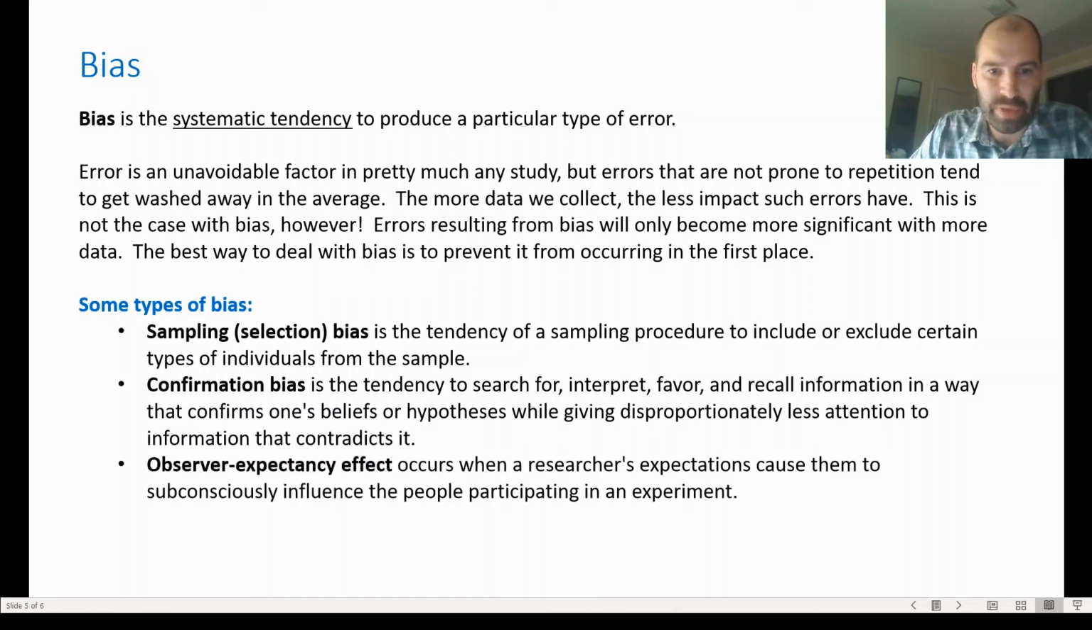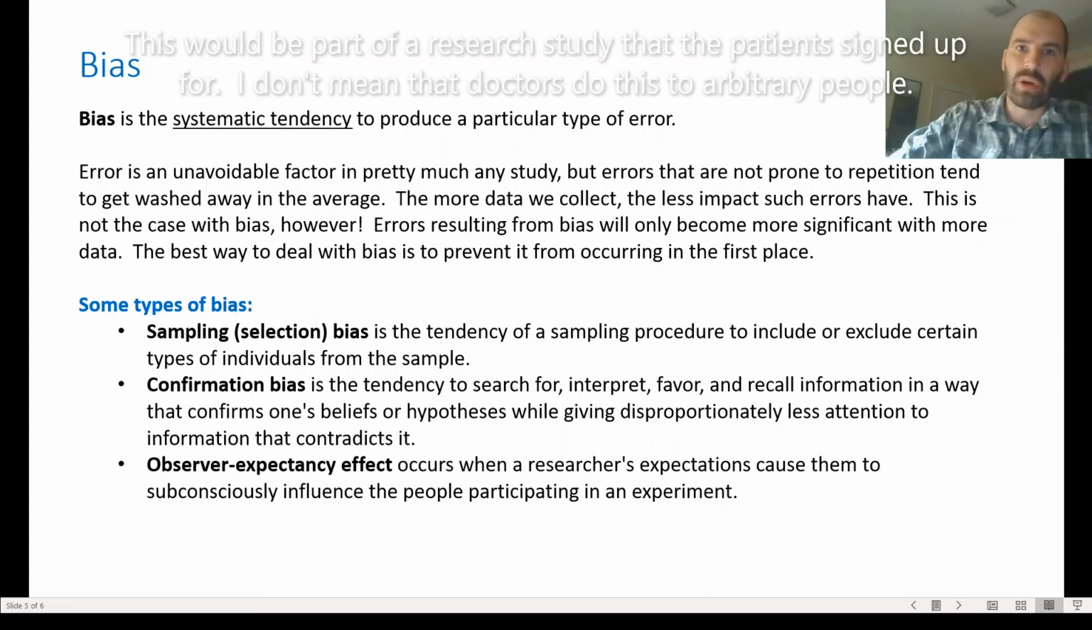Observer expectancy effect. This occurs when researchers' expectations cause them to subconsciously influence the people participating in an experiment. So this might happen in a hospital if a doctor is giving out medicine to different people, and he might be giving medicine that works to some people and medicine that doesn't work to other people. The medicine that doesn't work, they do this. It's called a placebo, and it's so that we can measure the difference between the two groups, and we know that it wasn't just the people reacting to the fact that they took a medicine that made them get better. We know that it's actually because the medicine was effective, not just the fact that they took it.